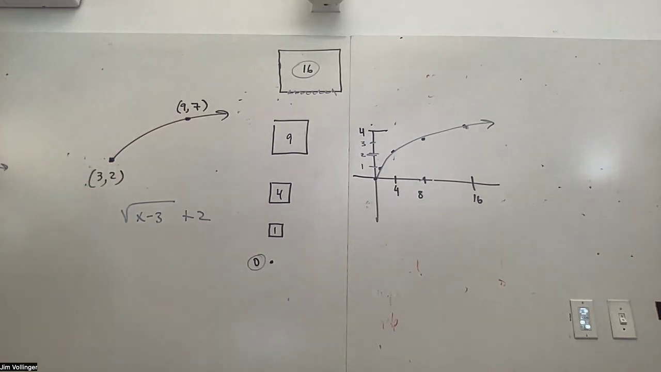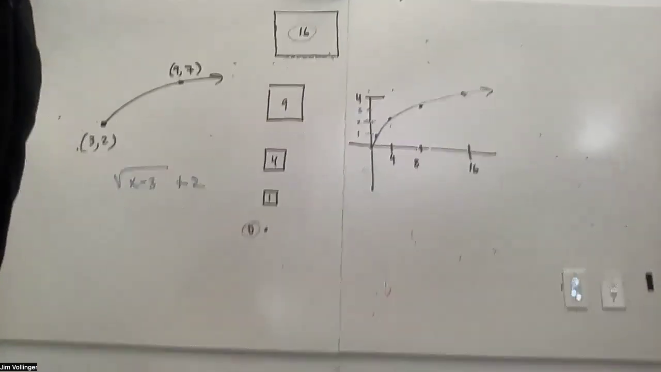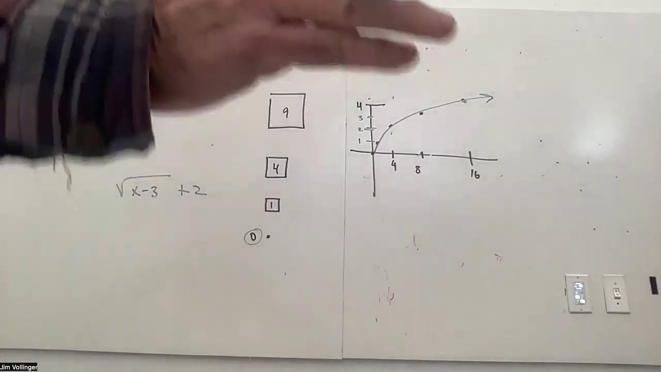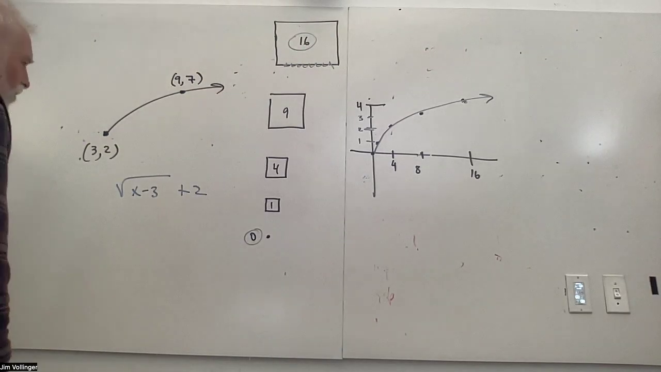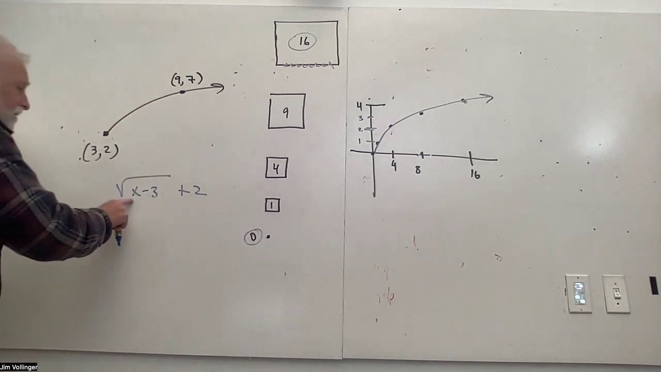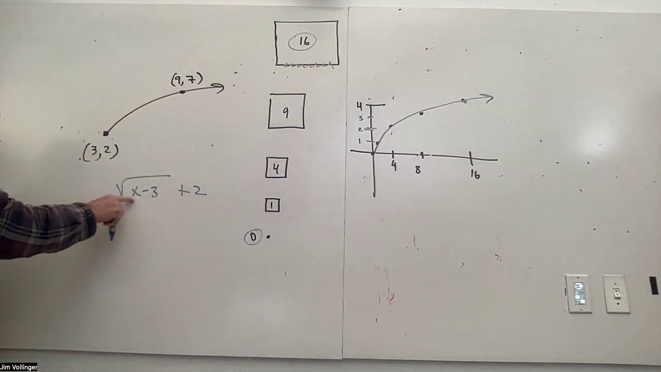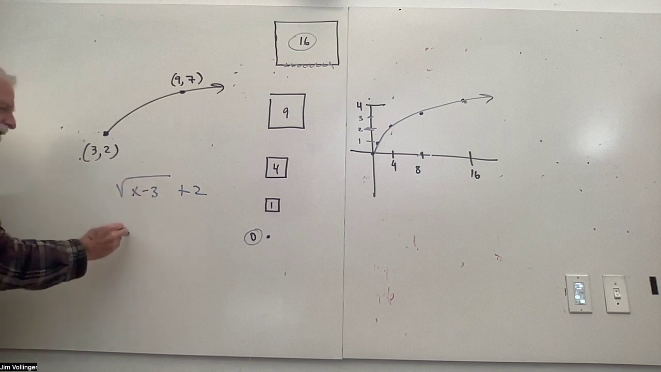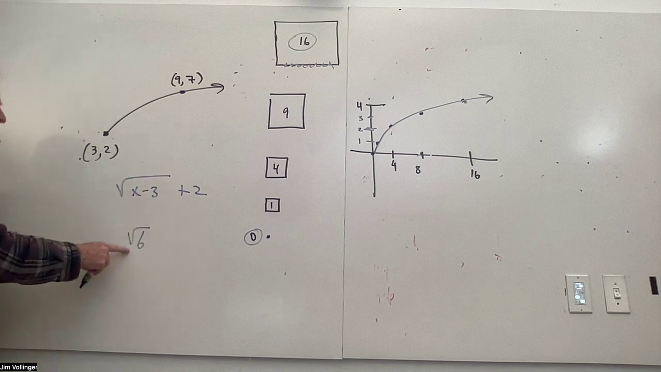Okay, just a little bit of a conversation that we've had going now for 3 weeks. And hopefully each time we talk about it means a little bit more to you. So what do I get if I put 9 in? Well, I get a differential. Right? I get 9 minus 3, square root of 6. I get the differential, the square root of 6.